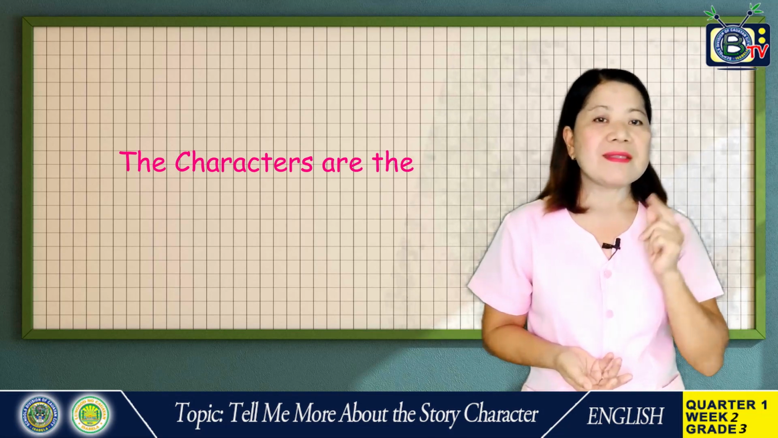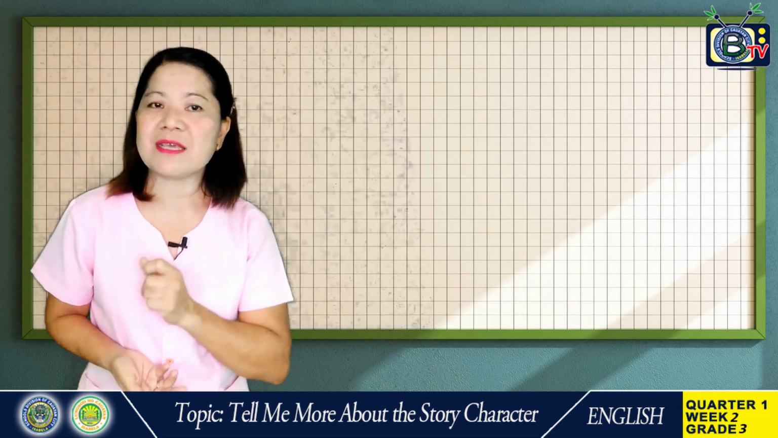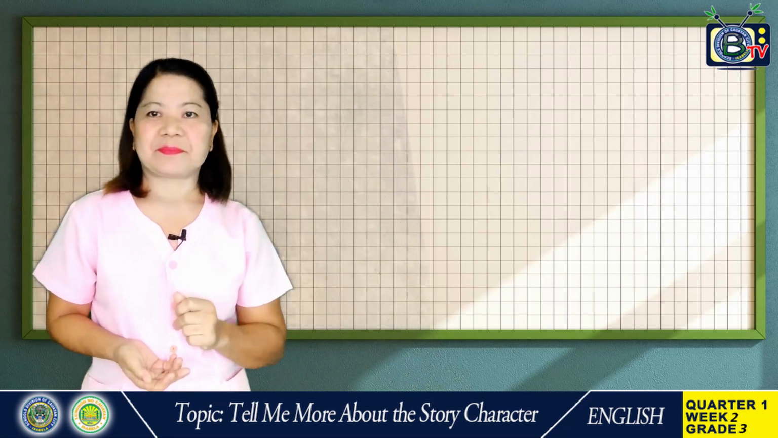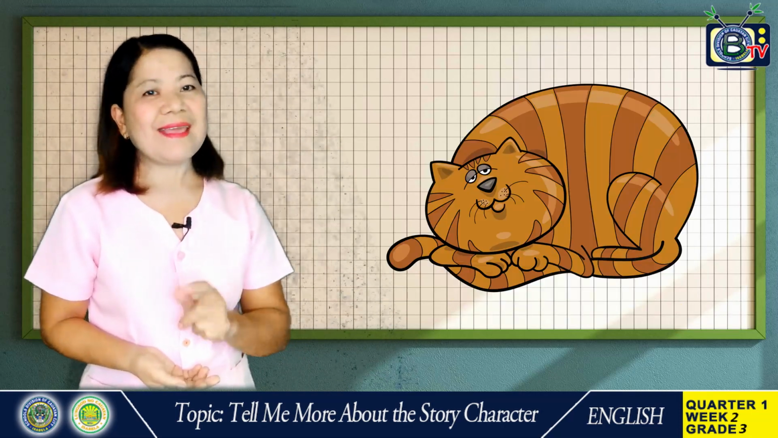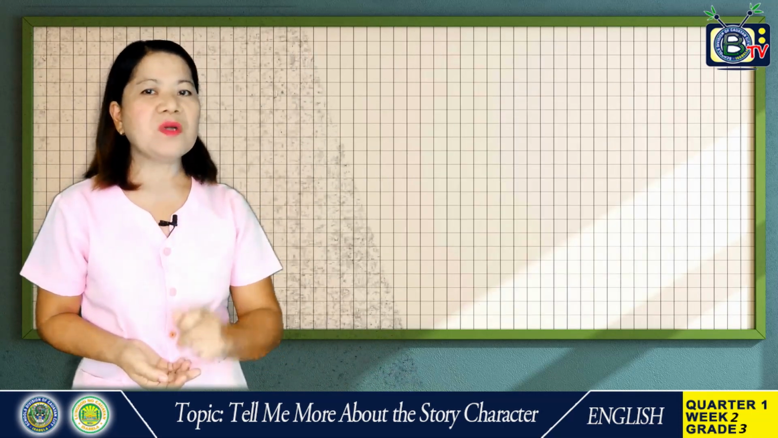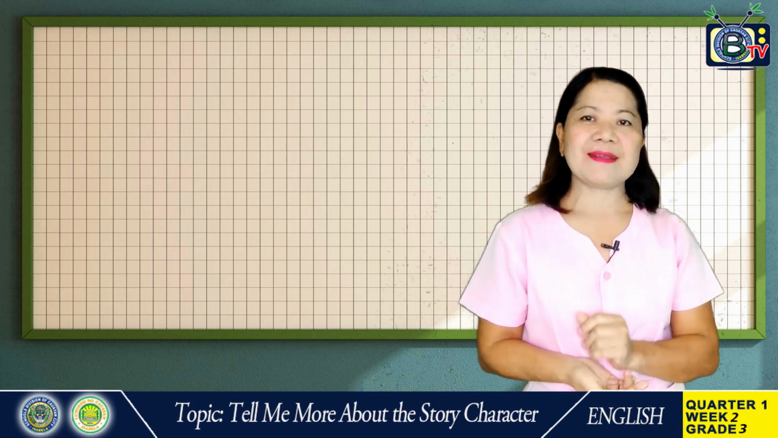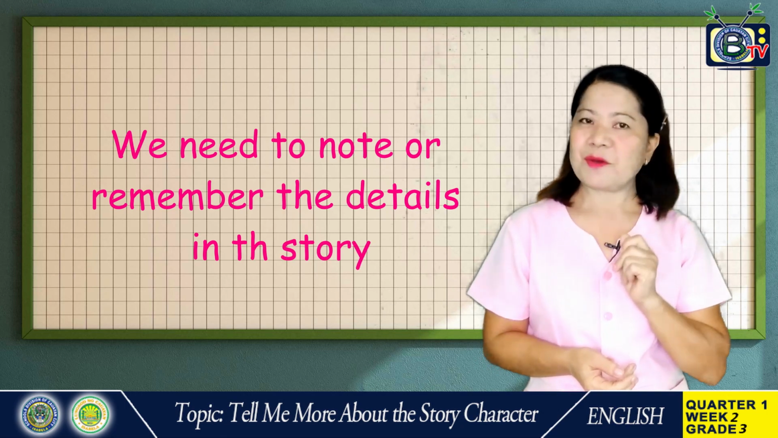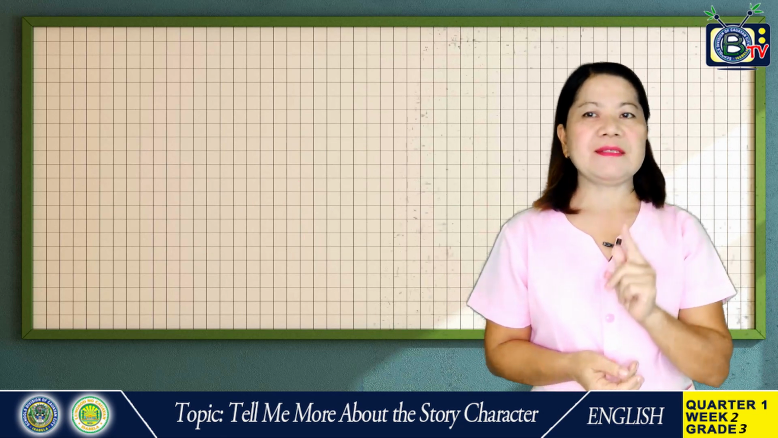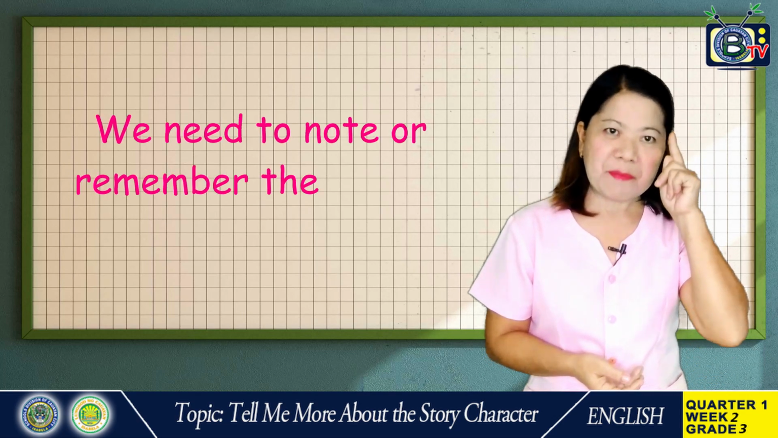The characters are the actors in the story. Some or most of the stories have characters. In the story that we have read, the characters are blind black carabao, rich dog, healthy cat, and lazy goat. They have their own characteristics and attitude. For us to understand more about the character and attitude, we need to note or remember the details in the story.